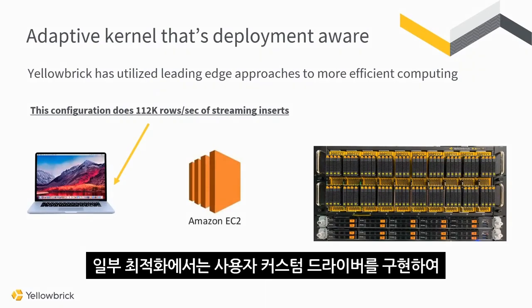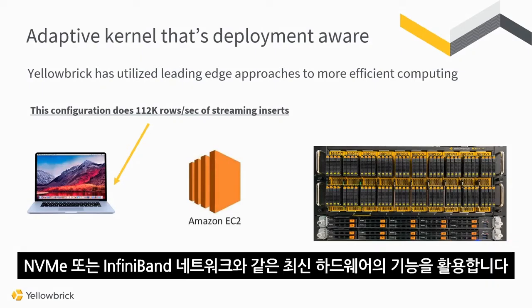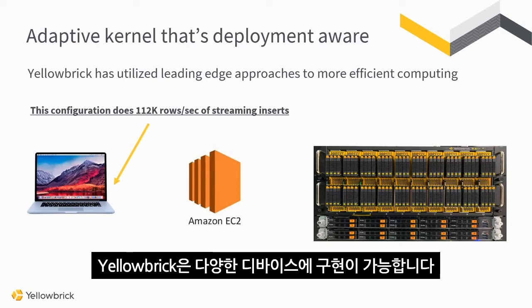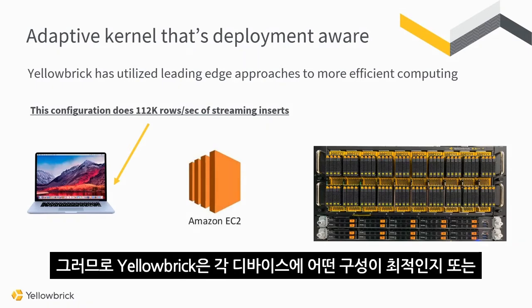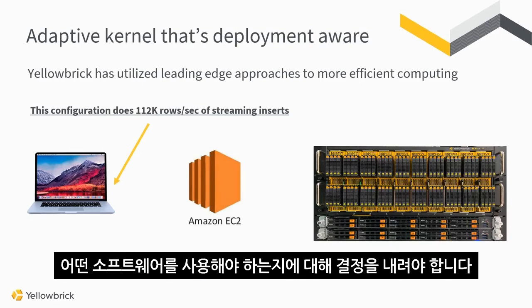Some of our optimizations exploit capabilities in modern hardware like NVMe or InfiniBand networking by implementing custom drivers. If you look at different deployments, you'll have a wide variety of infrastructure with a wide variety of capabilities. Will it be a 5-year-old laptop, Amazon EKS, a Yellowbrick hardware optimized instance? Because of this wide variety, Yellowbrick software must make decisions about what is optimal in that configuration or what software should be used in each case.